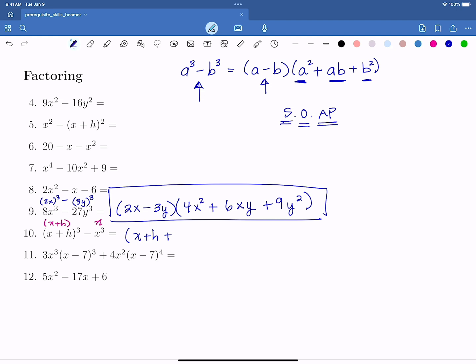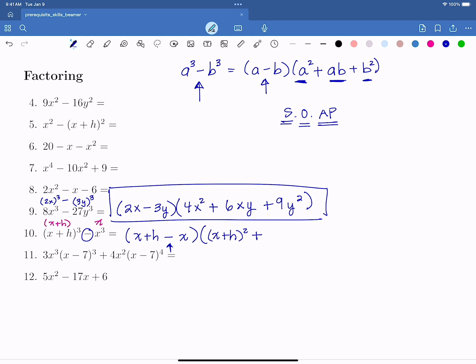Okay, so first root, x plus h. We use the same sign. Actually, this is the sign right here, so I did make a mistake. This should be a minus. And then the next root is x, like so. Okay, we're going to square the first root, so (x plus h) squared. Opposite sign, opposite of this, so it's going to be plus. I'm going to multiply my two roots together, so x times (x plus h). And then I'm going to square my second root, x squared, like so.